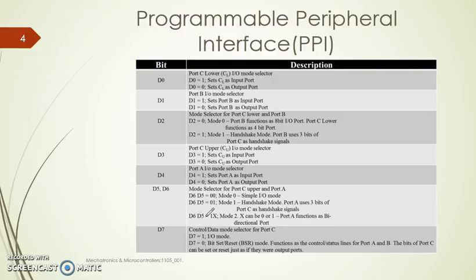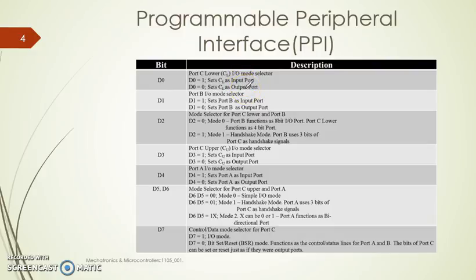Now what are these modes? I will come back to it. D5 and D6 tell what type of mode is for port A and port C upper. D4 tells whether port A is set as input port or as output port. D3 tells whether port C upper is input or output. D2 is mode bit for port C lower and port B. D1 tells whether port B is input port or output port. D0 is whether port C lower is input or output.